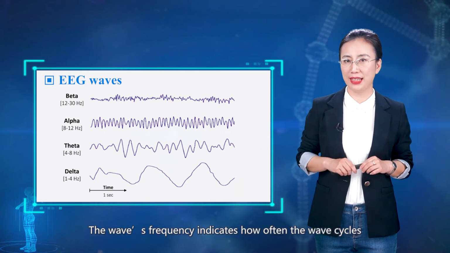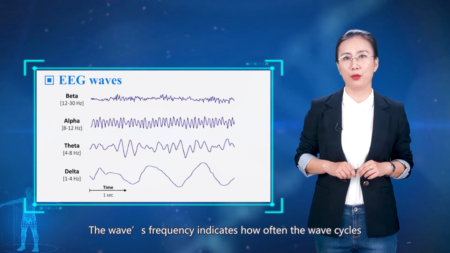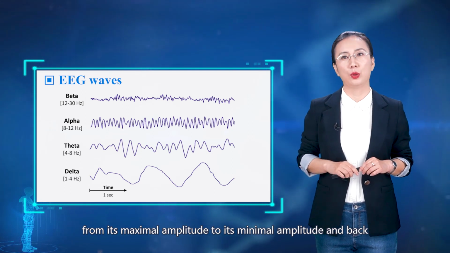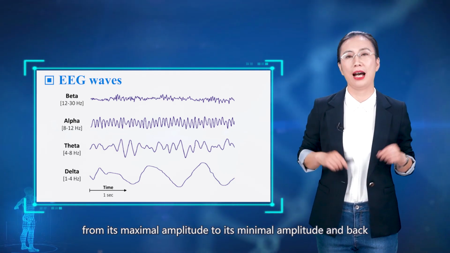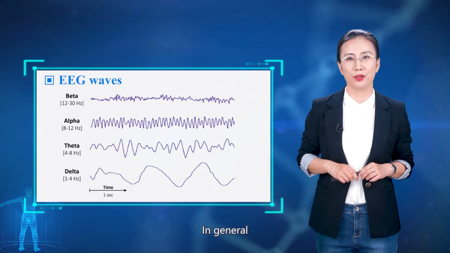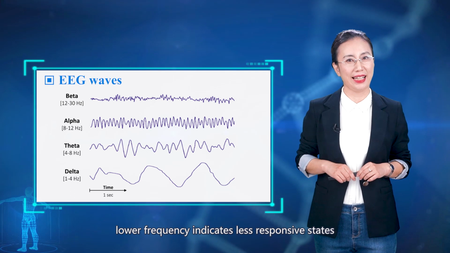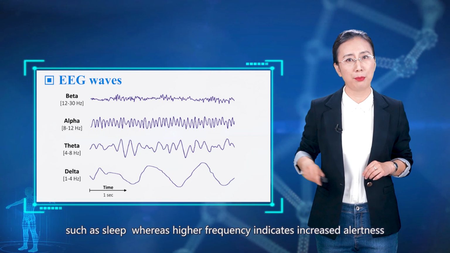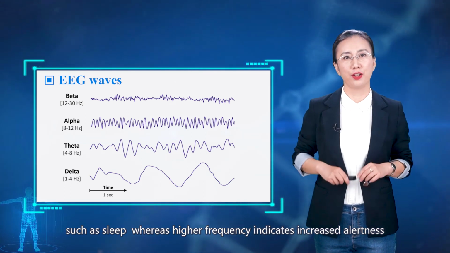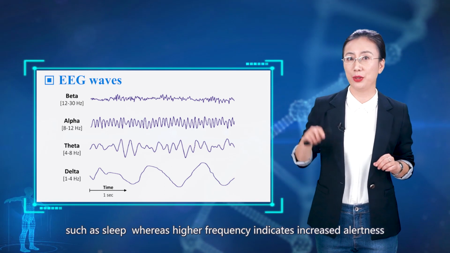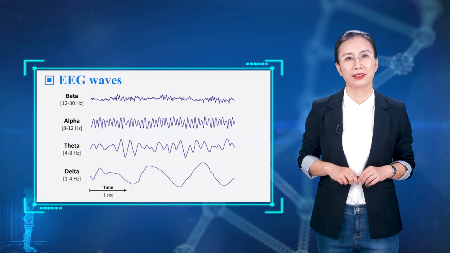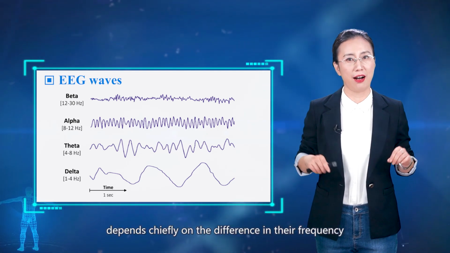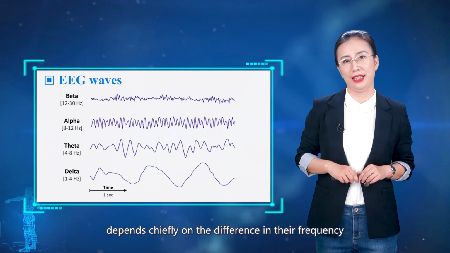The wave's frequency indicates how often the wave cycles from its maximum amplitude to its minimal amplitude and back. In general, lower frequency indicates less responsive states, such as sleep, whereas higher frequency indicates increased alertness. The classification of waves in EEG depends chiefly on the difference in their frequency.